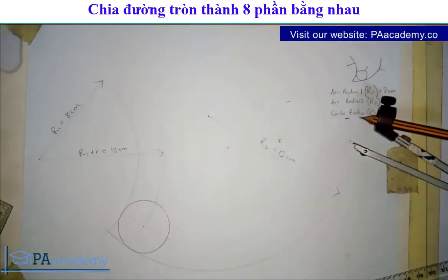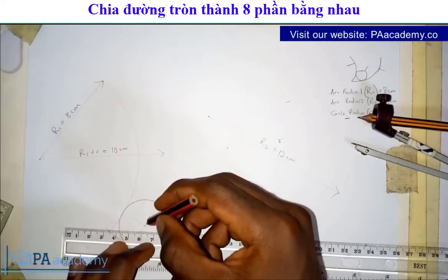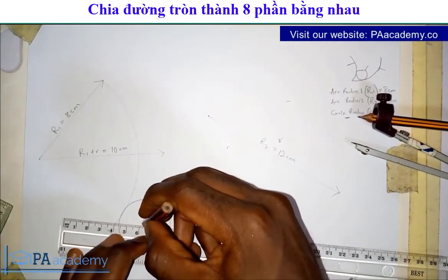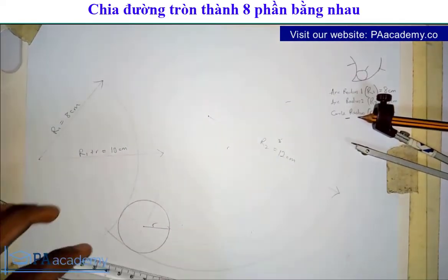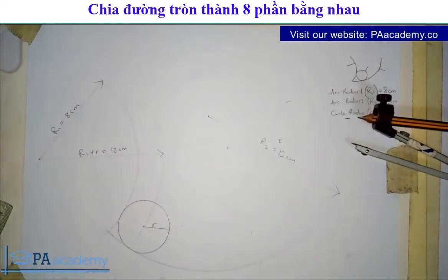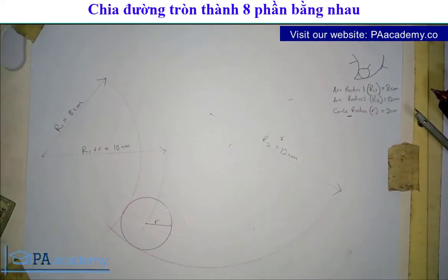So you can see we already have our circle. So let me indicate that. So that means from this point to the circle is our small r, which is circle radius. So this is how you go about drawing a circle of a given radius to touch two given arcs.